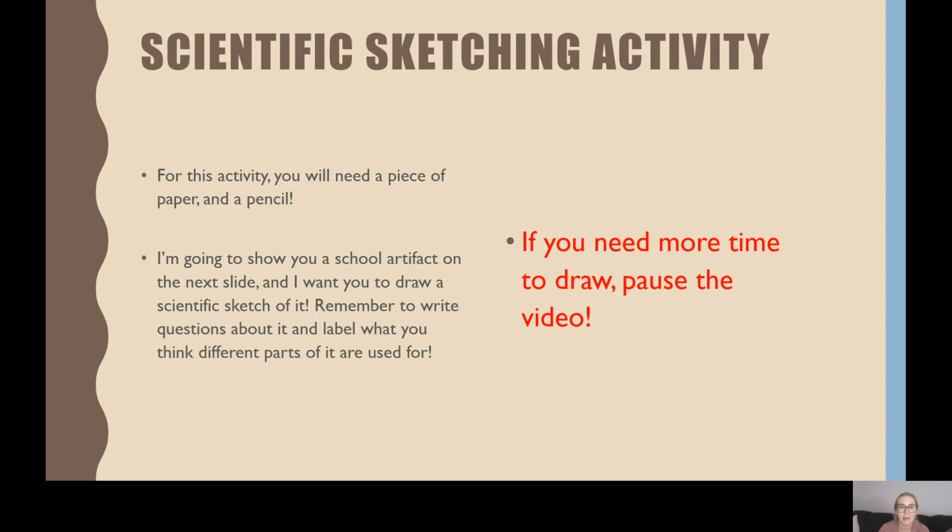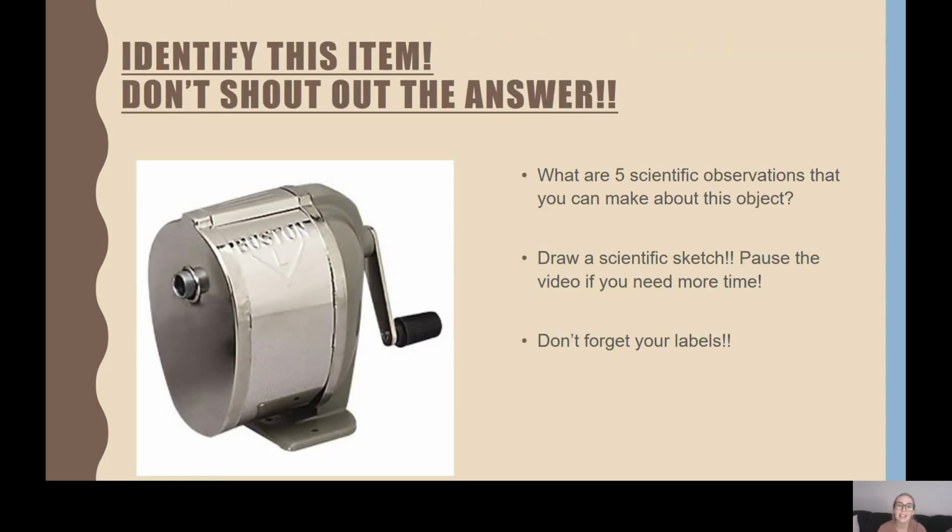Yeah, let's keep going. All right. This is your school artifact. You might already know what this is, and that's okay. You can write your explanations down instead of your questions. So you're going to practice drawing this right now, and you're going to create 5 scientific observations about this object. Pause the video if you need more time. Please don't forget your labels.